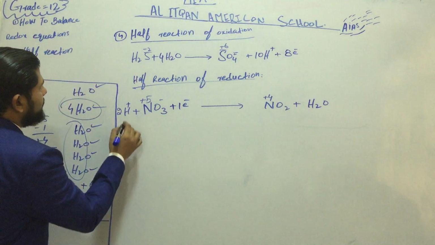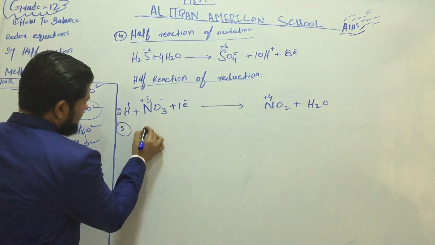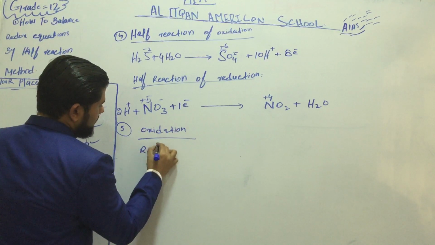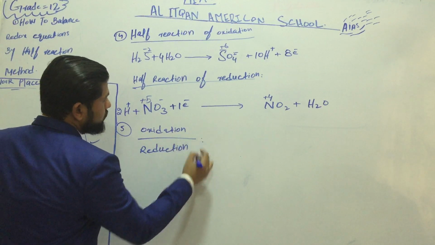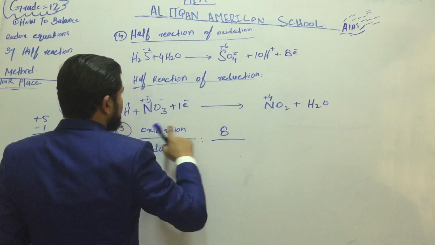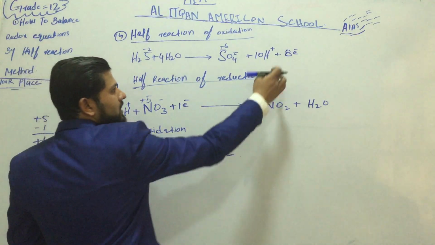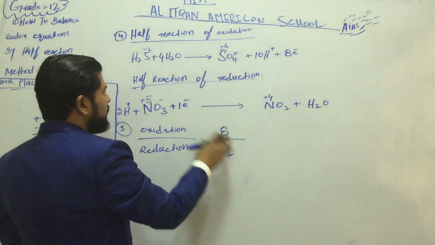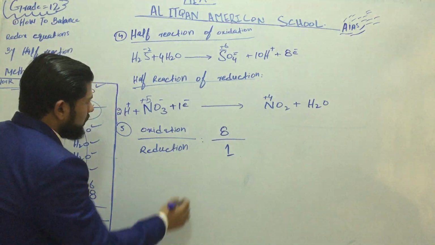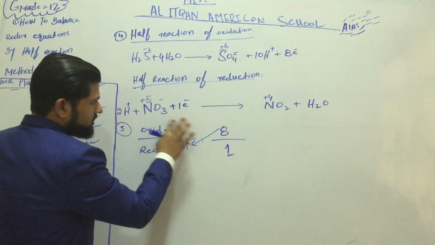Let's talk about step number 5. Here you have to see how many electrons you have added for oxidation and reduction. As you can see over there, for oxidation we added 8, for reduction we added 1. In other questions, maybe you will add 7, so you will mention 7. Maybe you will add 2 to get them balanced, so you will add 2. What you have to do now is just multiply your reduction equation with 8 and oxidation equation with 1.